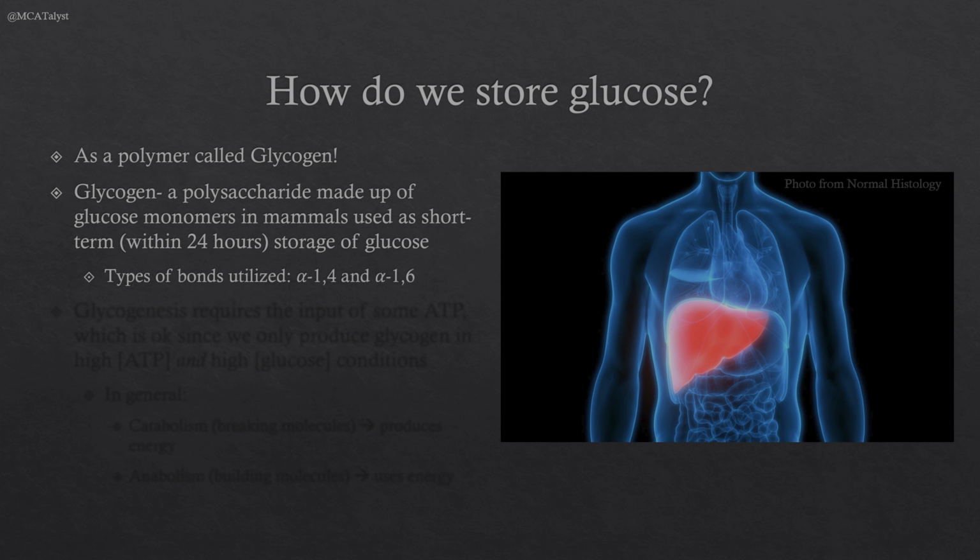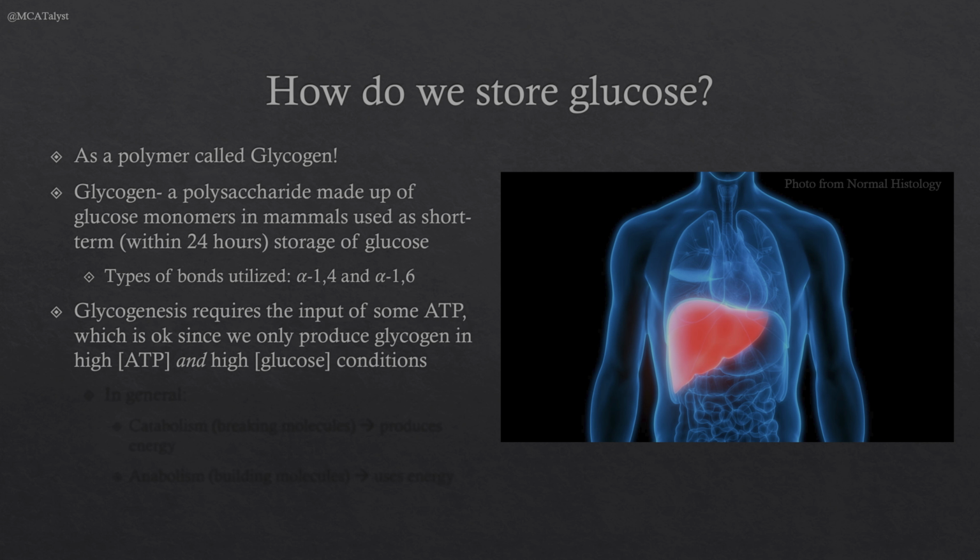It's going to utilize two types of bonds that we're going to talk about that are important for the MCAT. It's going to utilize an alpha-1,4 glycosidic linkage. This is going to build the linear portion of glycogen, as well as an alpha-1,6 glycosidic linkage. This is going to form the branch points that stick off the main glycogen chain.